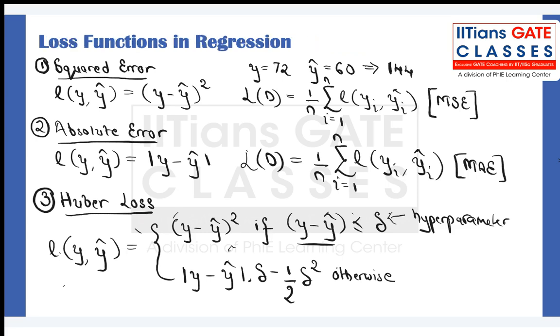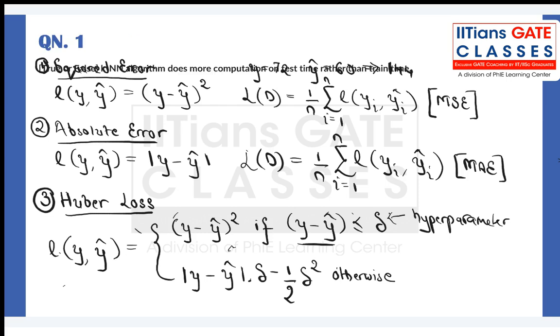I think we already discussed these loss functions in regression, so let's not go to cross validation for now. I have some questions on k nearest neighbors. Let's try to tackle that.